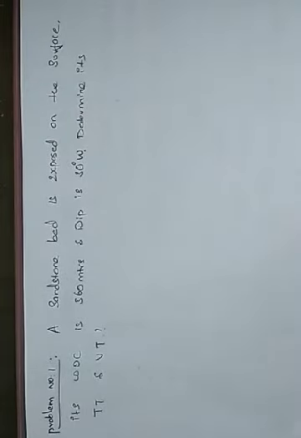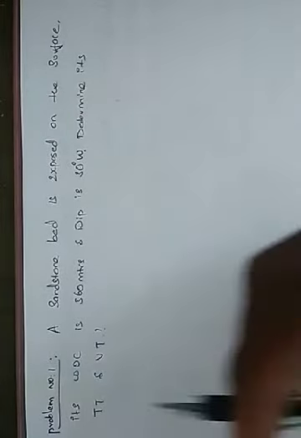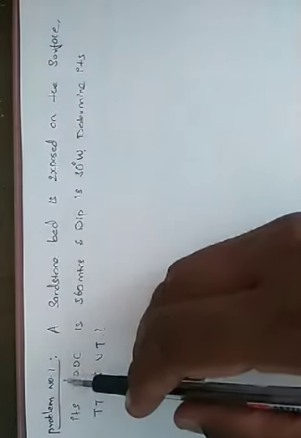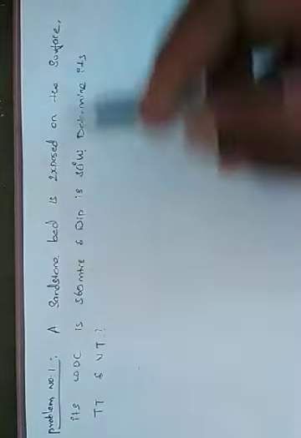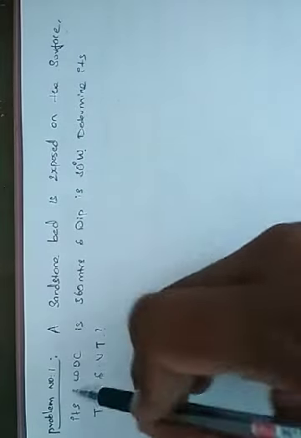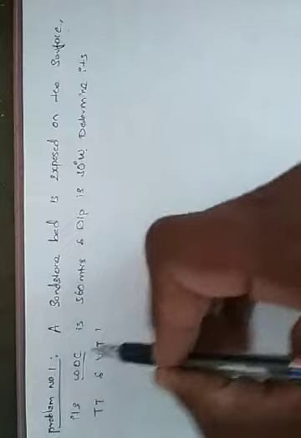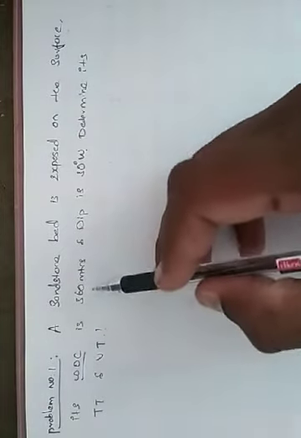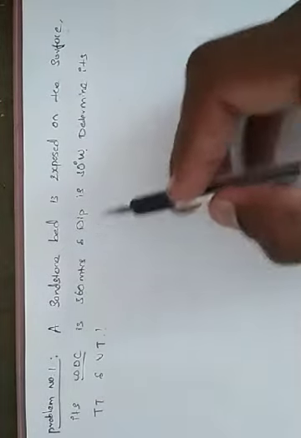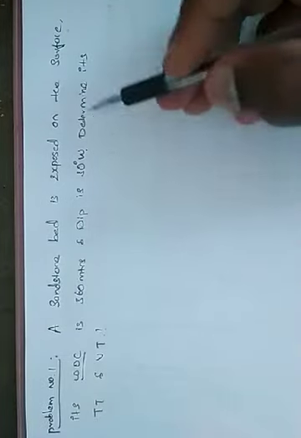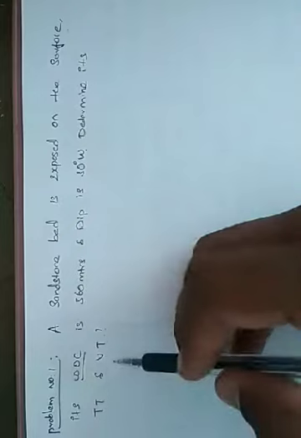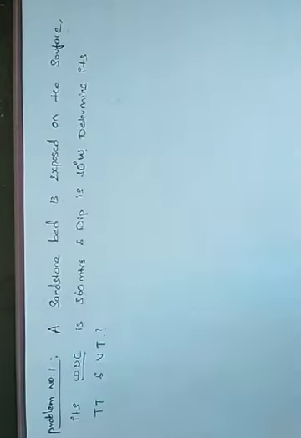Now let's start doing the problems. So here the problem number 1 is given. A sandstone bed is exposed on the surface. Its width of outcrop, WOC means width of outcrop, is measured 360 meters and dip is 30 degrees west. Determine its true thickness and vertical thickness.